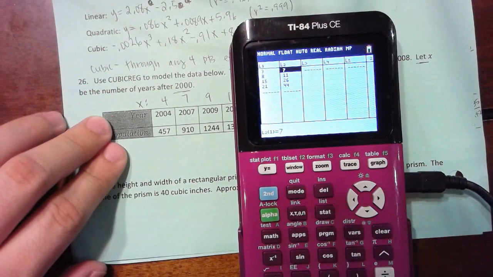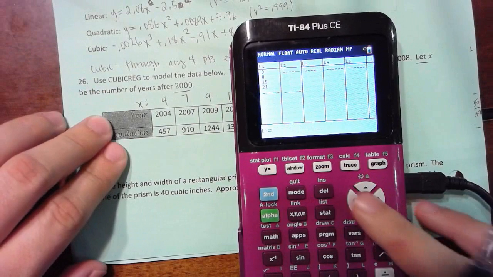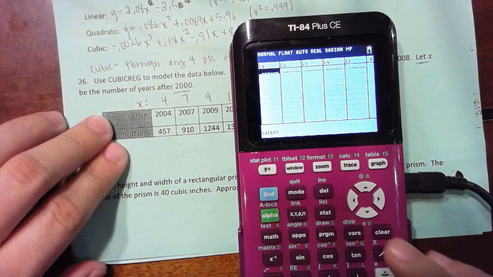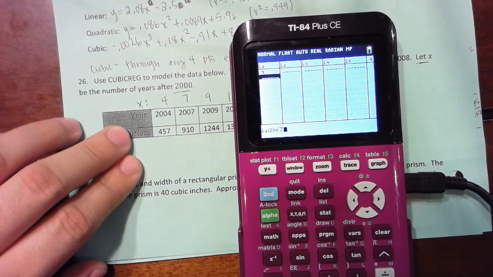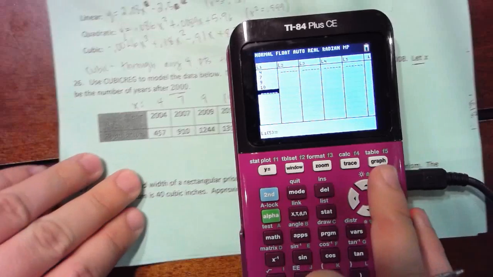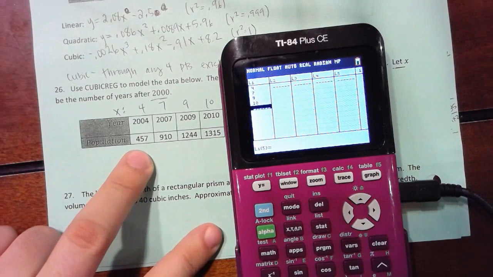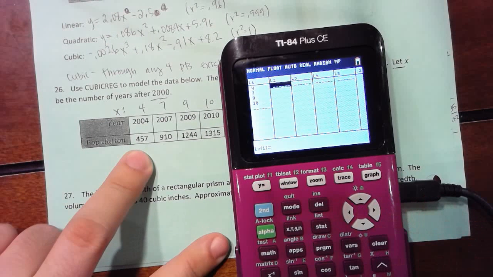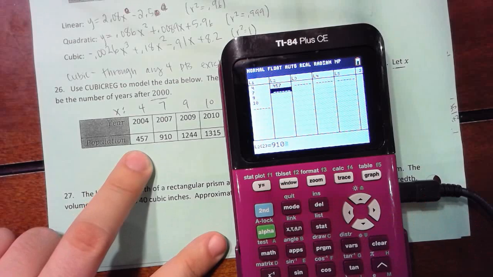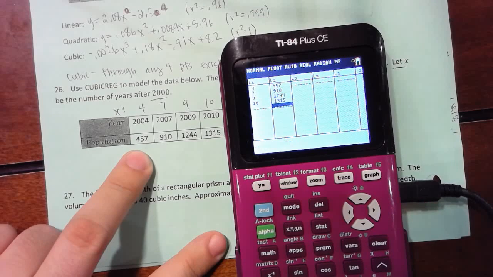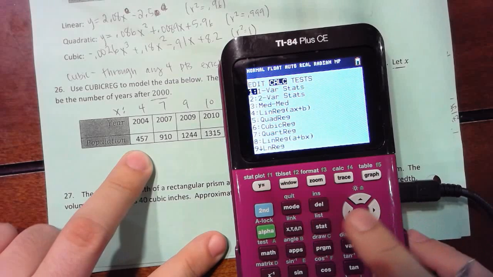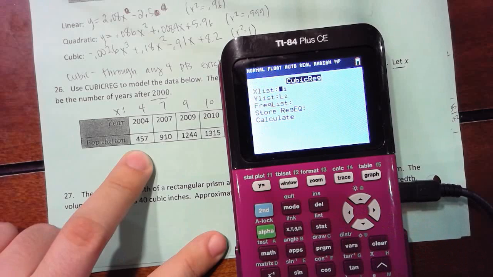Stat, Edit. Let me try this again. Clear, 4, 7, 9, 10. Okay, then what? We are almost done, and I'm really happy about that. Never done this at home before.